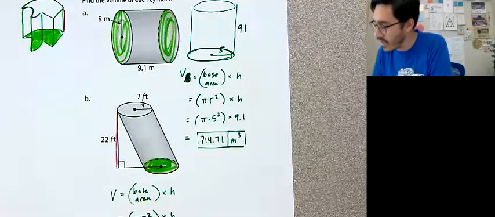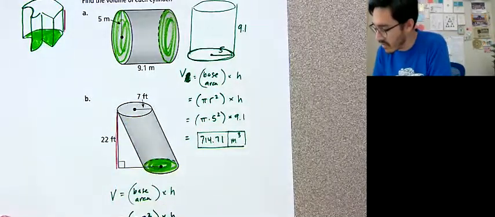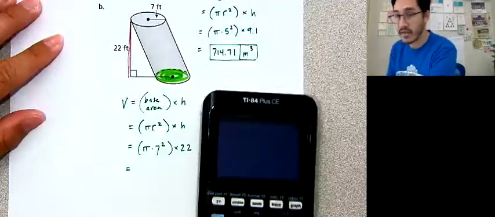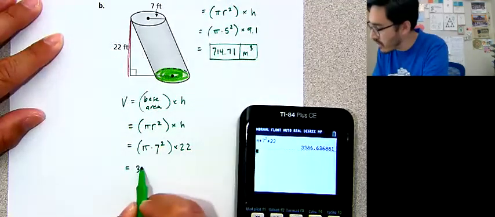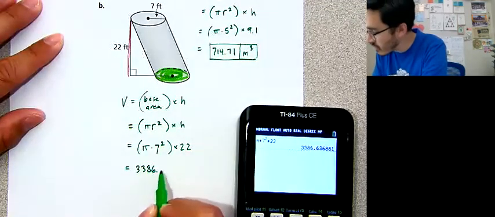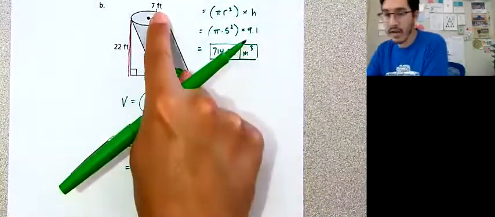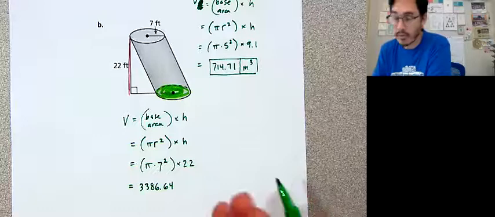All right, so let's plug away. We're going to have pi times, now the radius of this circle is going to be the same radius as the top face, 7 squared, times 22. Sorry, you couldn't see that. There it is. All right, so pi times 7 squared times 22 is going to be 3,386.64. And our linear units are feet, so area units would be feet squared, volume units would be feet cubed.